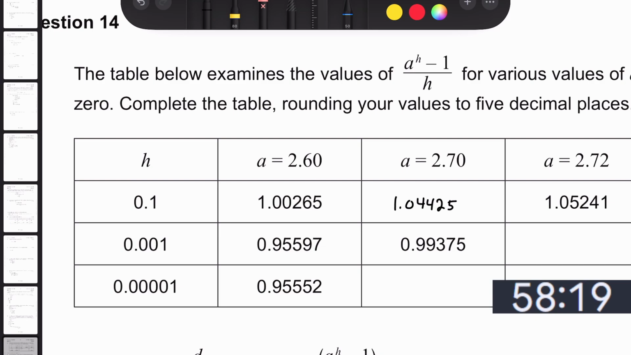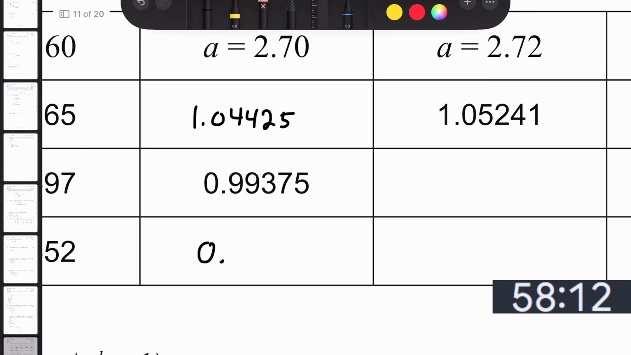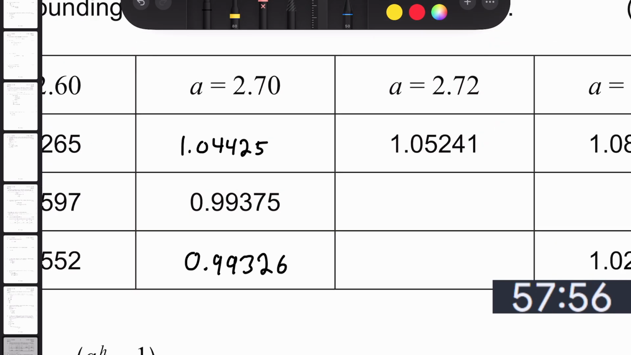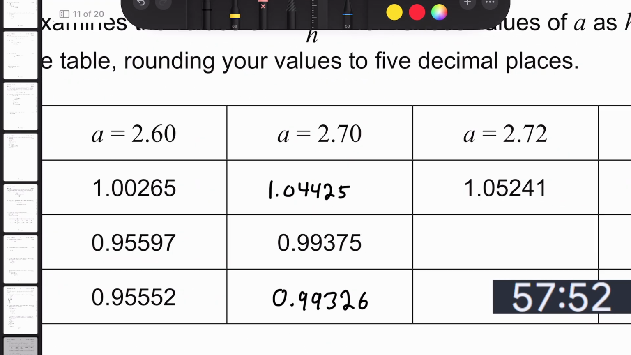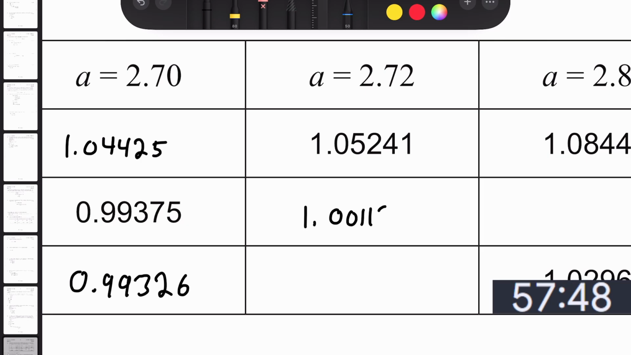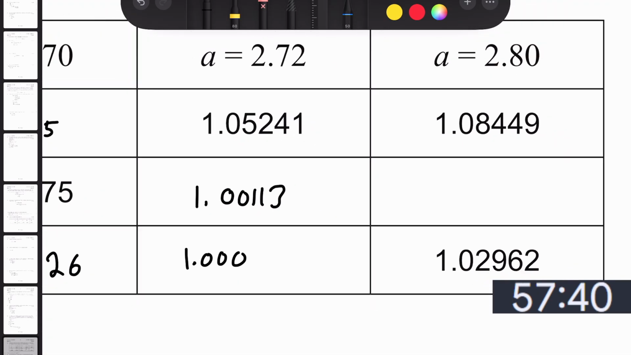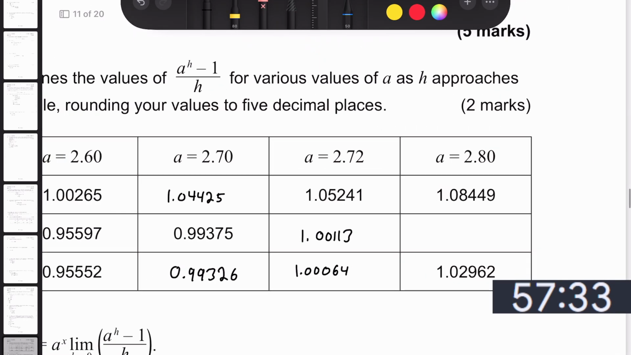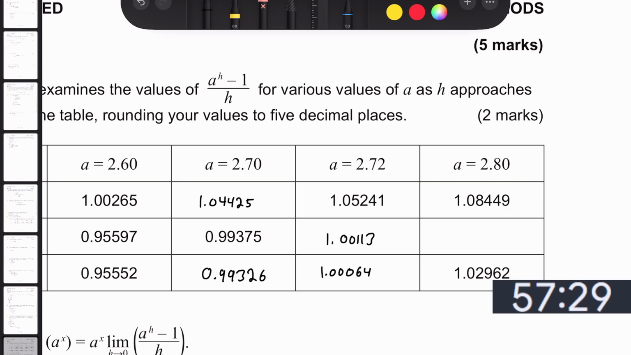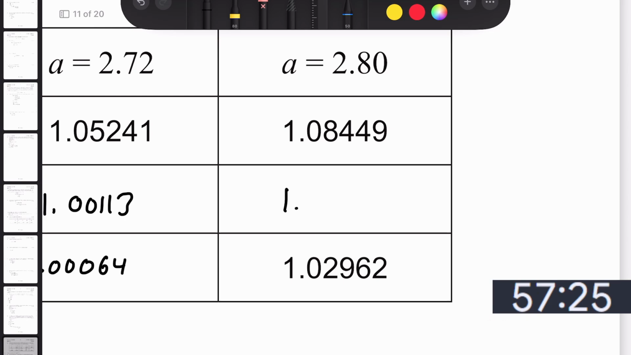And then the next ones: 0.99326. And the next one you do is 0.72. And this is 1.00113. And 1.00064. Ooh, 28. Alright, this is real boring. 1.03015.